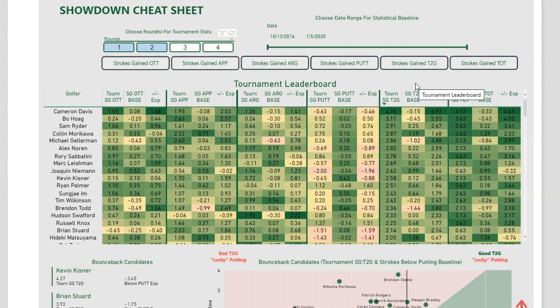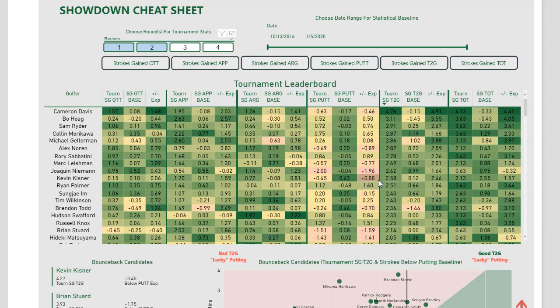So here's what you've got. You have Cameron Davis, who, if you looked at this, would have been a pretty good play going into the weekend because he was gaining so many strokes tee to green, but was still a half a shot per round under his expectation. He was losing putting in a big way. Alex Noren, also on this list, was losing 0.69 strokes per round on the greens, but he is usually a slightly above average putter. So that's nearly a stroke per round.